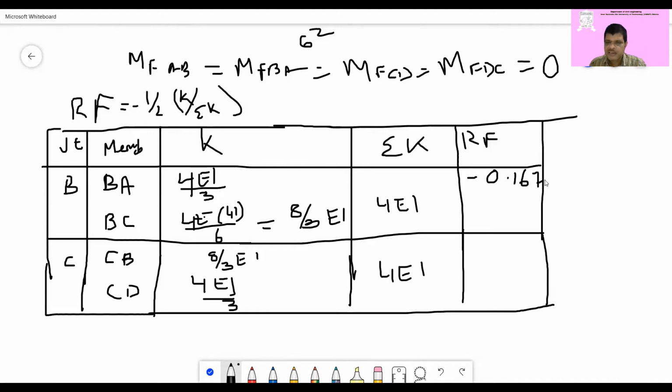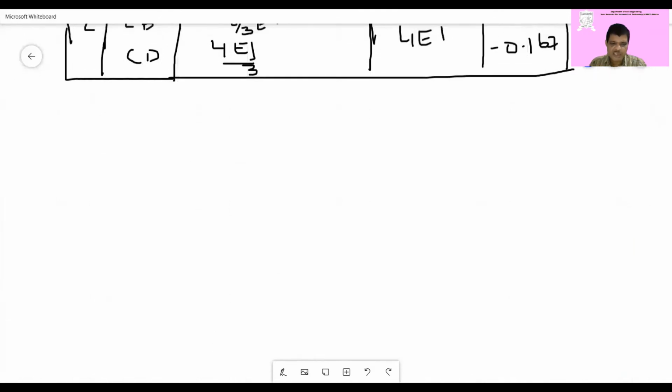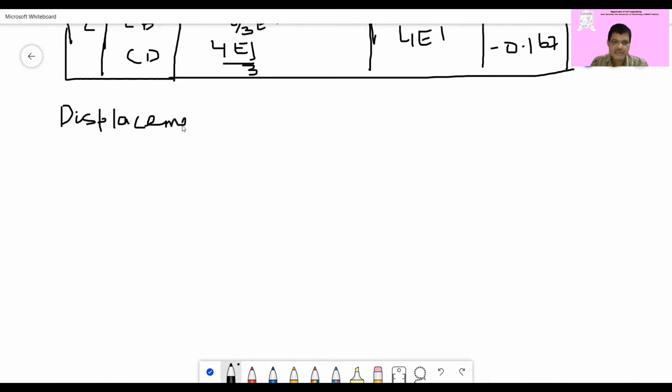The values will come here minus 0.167, and this will be minus 0.333, and similarly here minus 0.33, here minus 0.137. Okay. So this is the calculation for the rotation factor. Similarly, you can find the value for displacement factor. Next, you calculate the displacement factor. That will be dS, displacement factor. So that is nothing but dS.